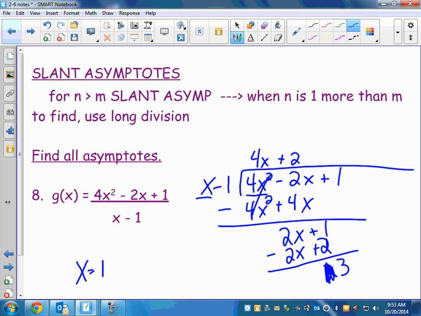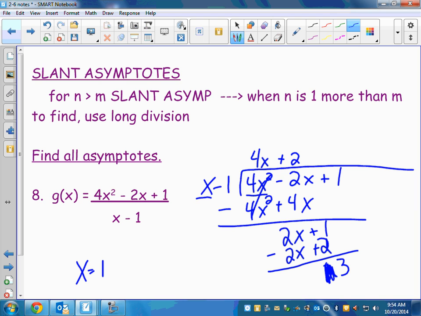Here's the good thing. The remainder means nothing for the slant asymptote. So who cares if you screw the remainder up? Because it means nothing for the slant asymptote. The slant asymptote is what it is without the remainder. So once you get to the point of knowing all you have left is the remainder, you can stop the problem. Or if you're doing synthetic division, you just disregard the remainder.